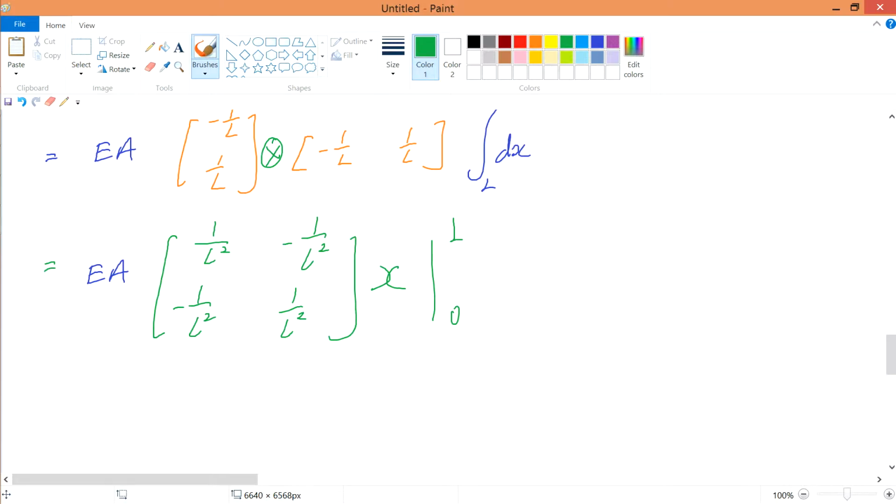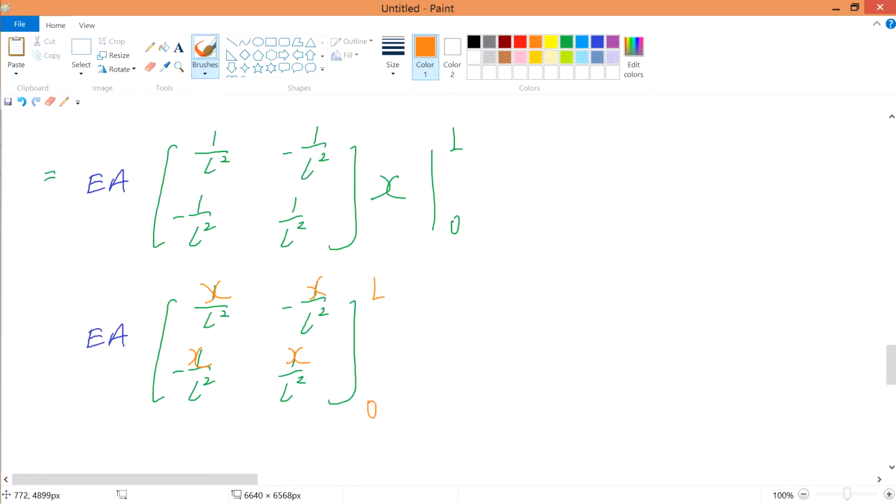Now we just simply sub in x over here within the system. So what I have is this, from L to 0, where x is from L to 0. I mean from 0 to L. So if x is equal to 0, this whole matrix will become 0. Therefore it's only L. You just sub in L.